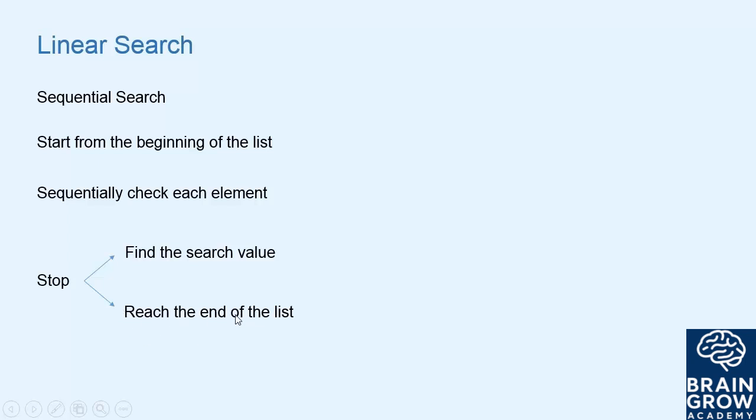If we reach the end of the list and still the search value is not found, it means that the search value is not present in the list. So in this case, we call this an unsuccessful search. And if we find the search value, then we call it a successful search.